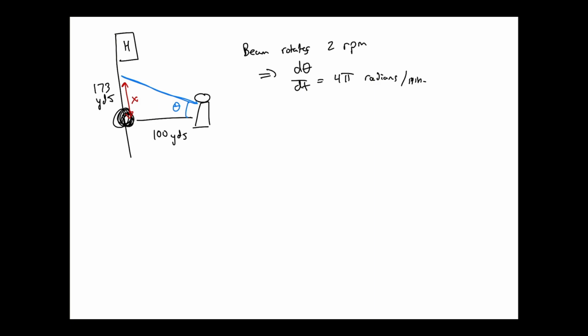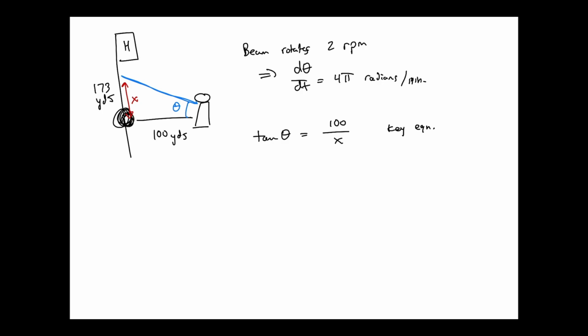Which trig function do I need? I want tangent, and why is tangent the one? Because it's opposite, which I've called x here, and adjacent, which is 100, okay? Both of which we have some information about. So I want to use here tangent of theta is 100 over x. And that's my key equation.